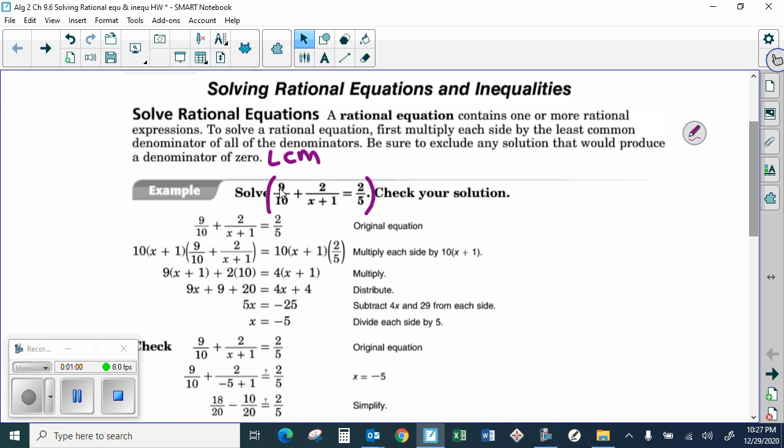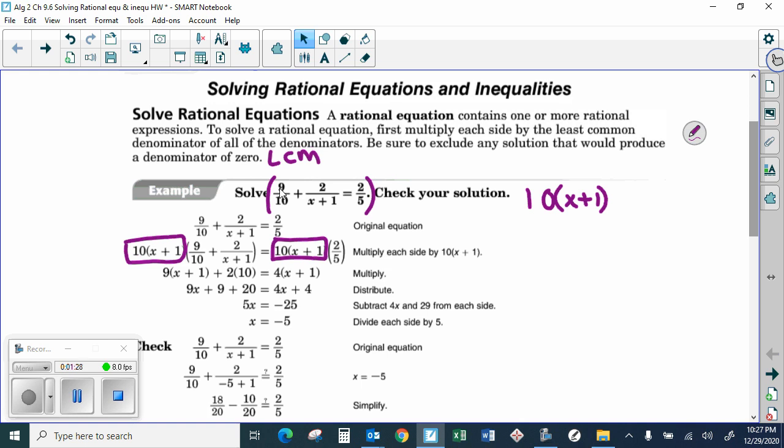So we have three factors here: a 10, x plus 1, and a 5. Well, 5 goes into 10. So you have to have at least the 10, and then the 5's already taken care of in that, and then you have to have the x plus 1 factor as well. So there's our common denominator, 10 times x plus 1, which is what you see right here. So they multiplied both sides of the equation by 10 times the quantity x plus 1.